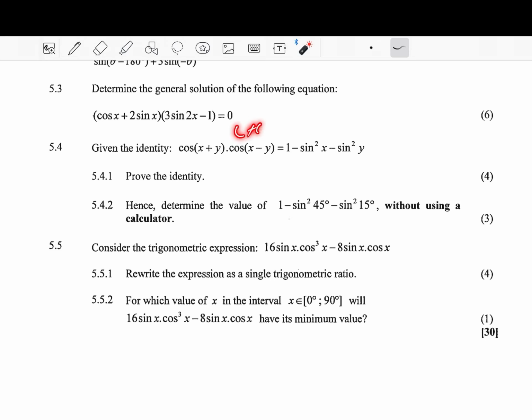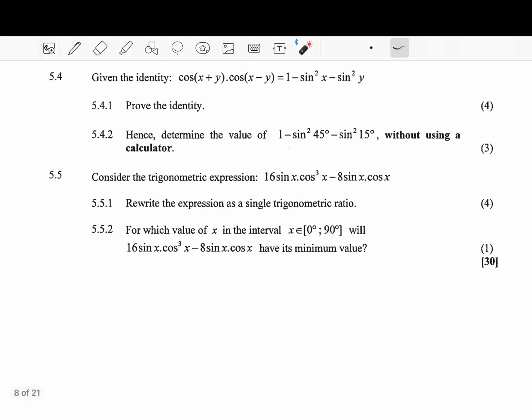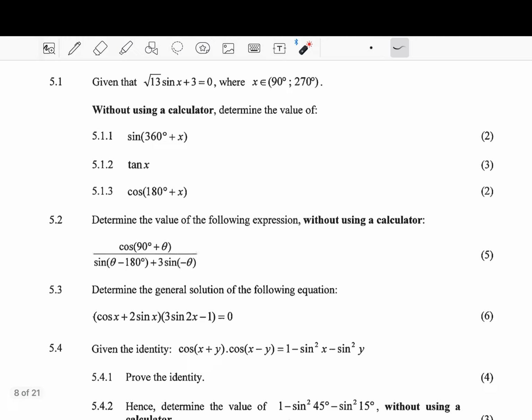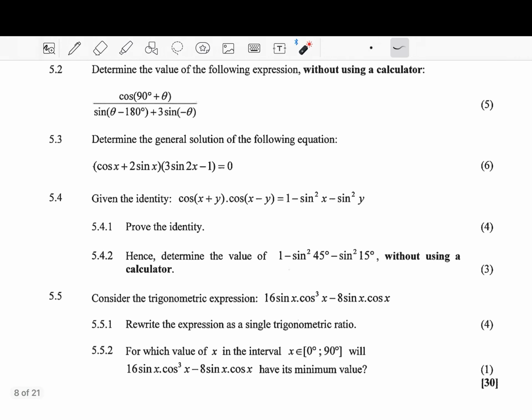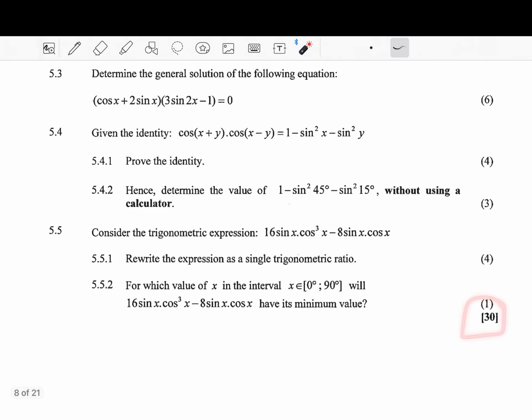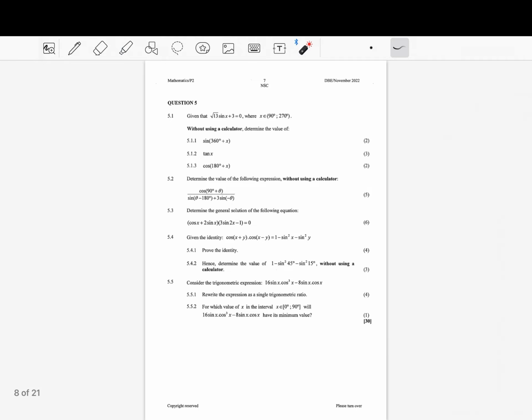An identity is when you're proving that the left hand side is equal to the right hand side. You're going to be learning about that, and also how to simplify this long expression into a single trigonometric ratio, and how to maximize and minimize your trigonometric expression, which is really interesting. So tune in. It's a 30 mark question 5.